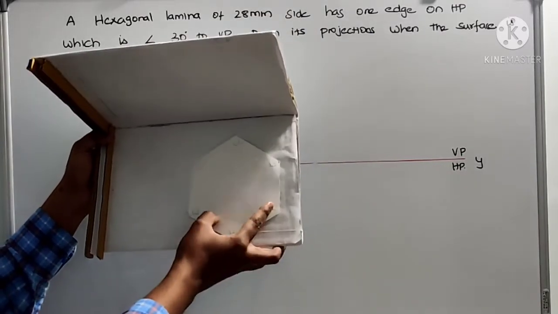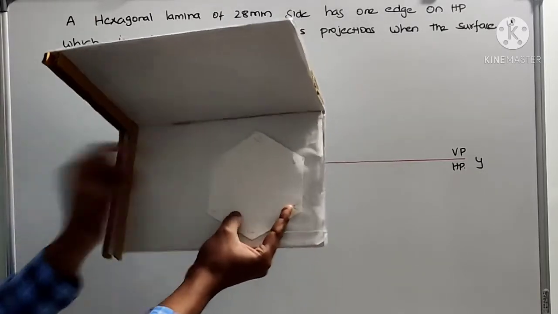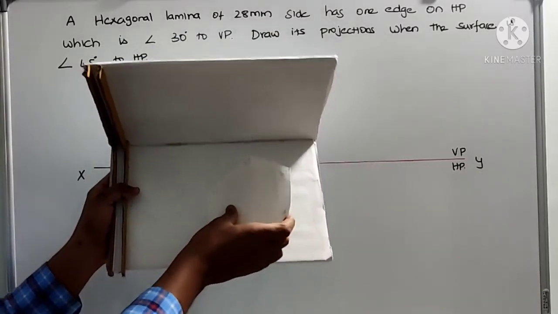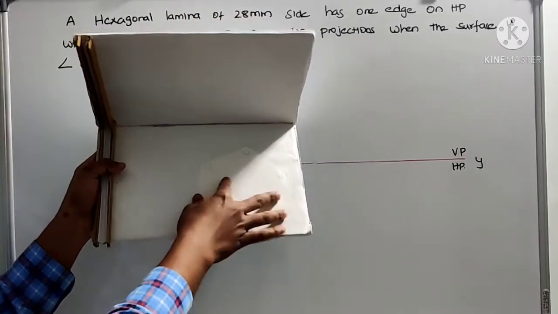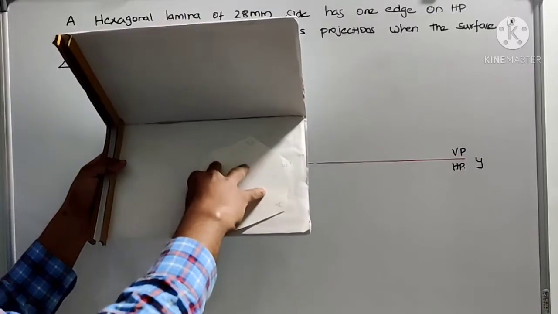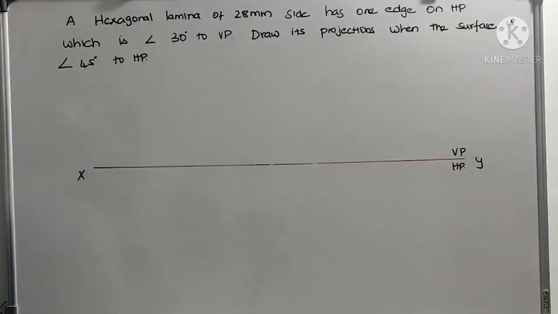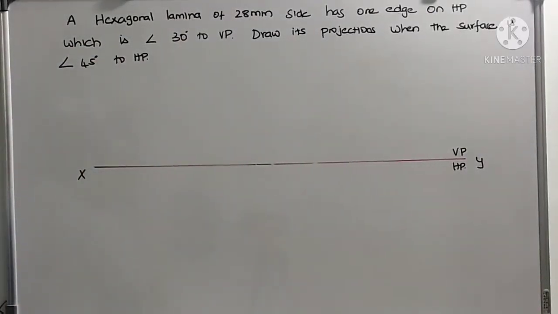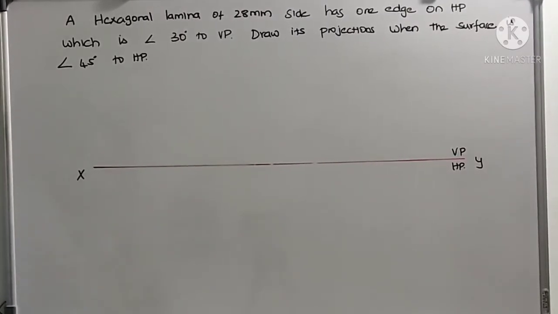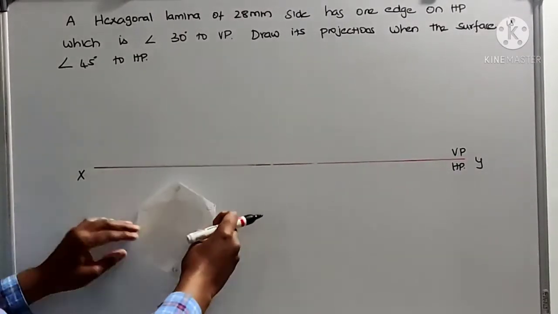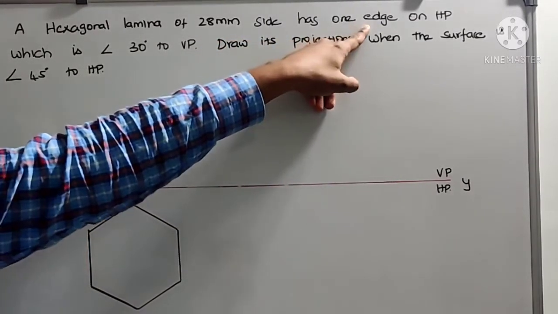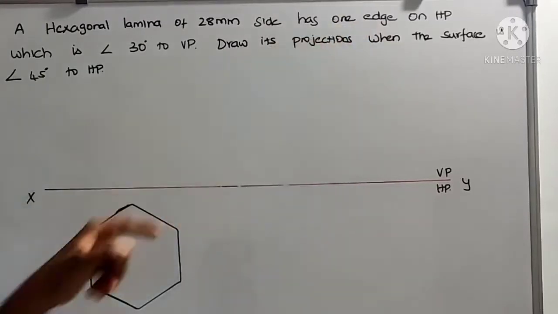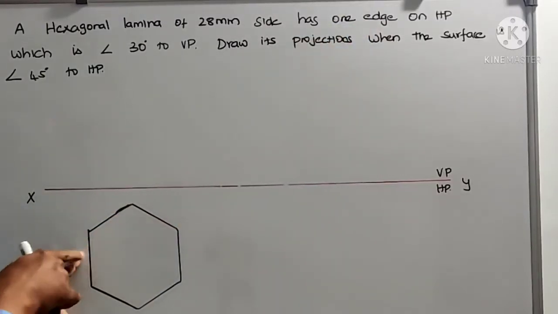Okay. So the edge which is resting, because you are going to apply surface inclination like this, right? The edge which is resting should be perpendicular to the reference line. Keeping that in mind, we need to draw the simple position. For instance, if they mention that one corner is resting on HP, it means one corner should come on the left hand side. Okay, so that's how we need to draw.